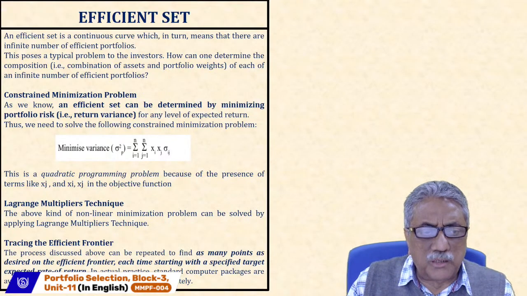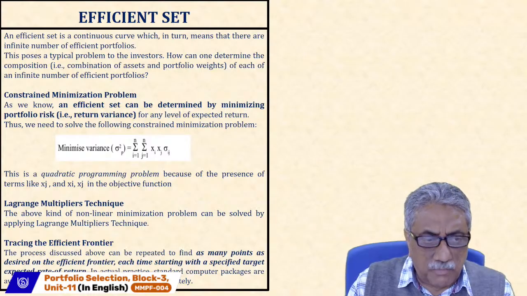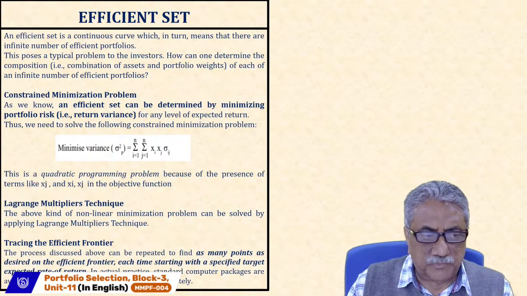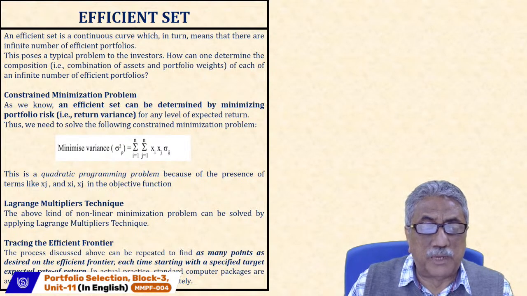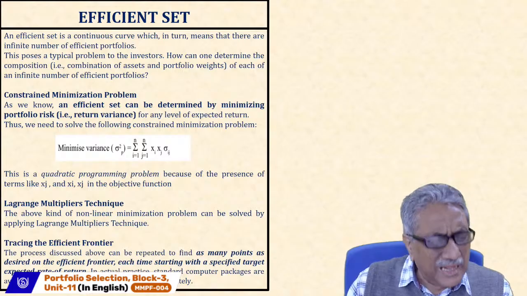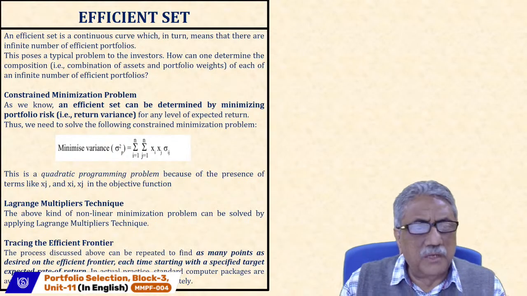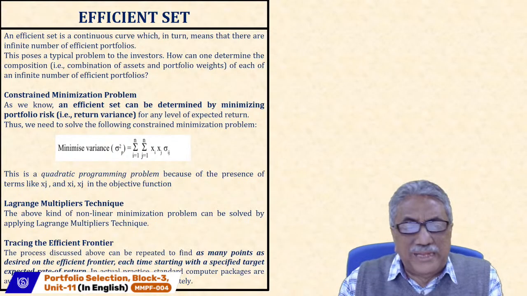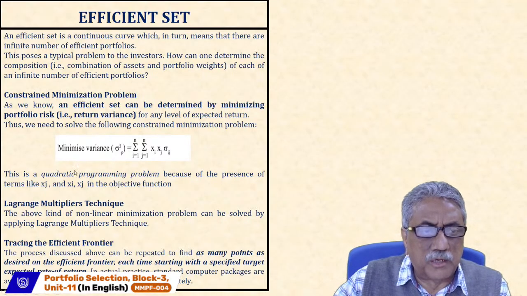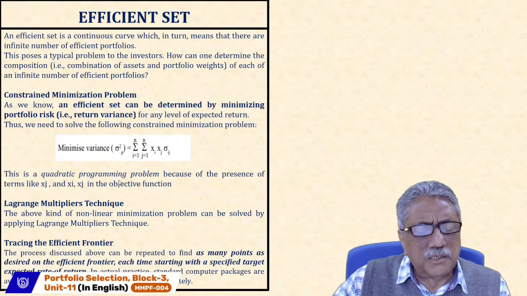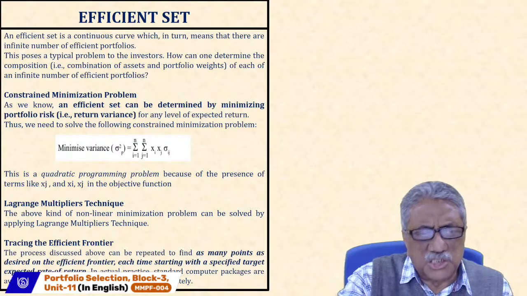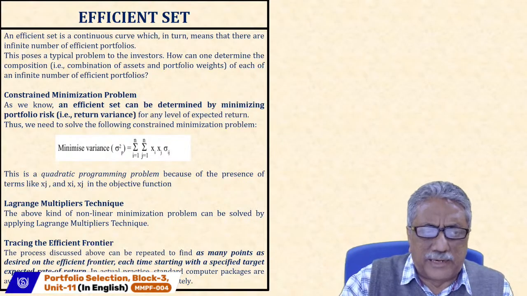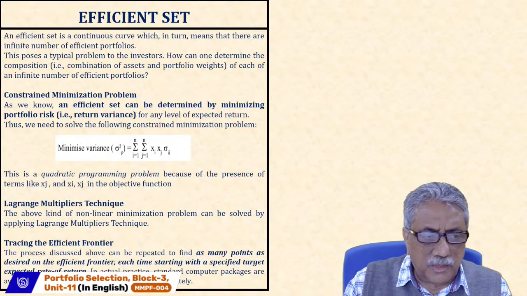Then there comes the Lagrange multiplier technique. The above kind of non-linear minimization problem can be solved by applying the Lagrange multiplier technique. It's a technique where it is comparatively linear. Here you have quadratic terms, and there you use a linear format. Now once you use this formula, suppose you put the data in the computer, and the data comes out.